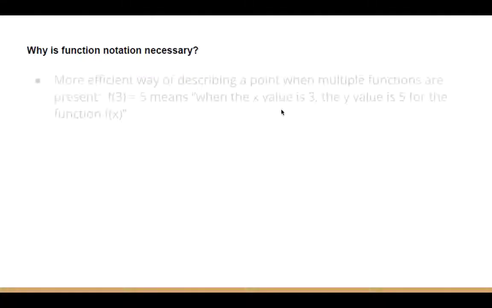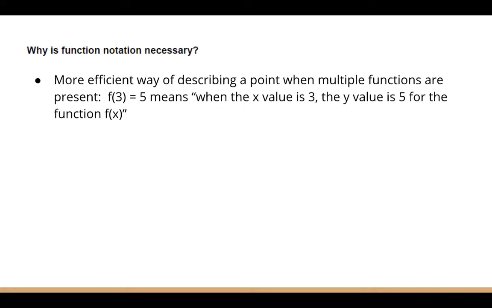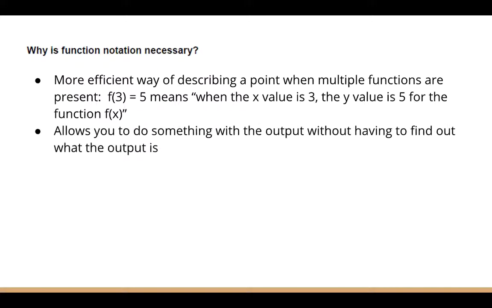Okay. Why is function notation necessary? It's really a more efficient way of describing a point when you have a function. So f of 3 is 5 means when the x value is 3, the y value is 5 for the function f of x. It's kind of a lot to write, but if you had an f, a g, and an h, just saying 3 comma 5 might not be that descriptive. It doesn't tell you which function 3 is the input for and what the output is. So f of 3 is 5 is saying when the x value is 3 for the function f, then the output's 5. It allows you to do something with the output without having to find what the output is.